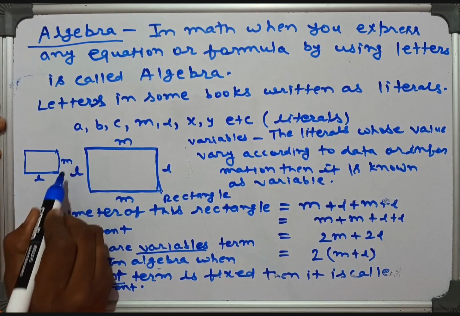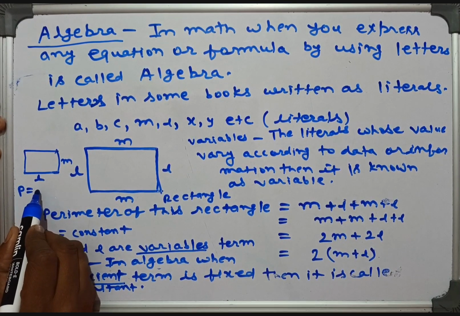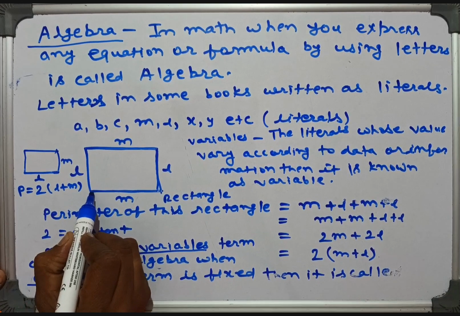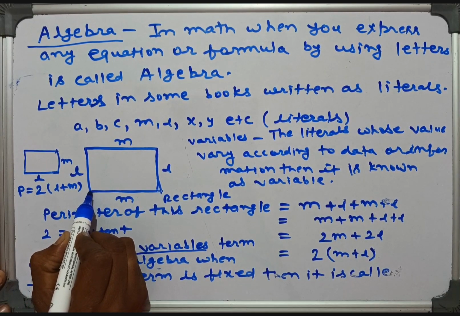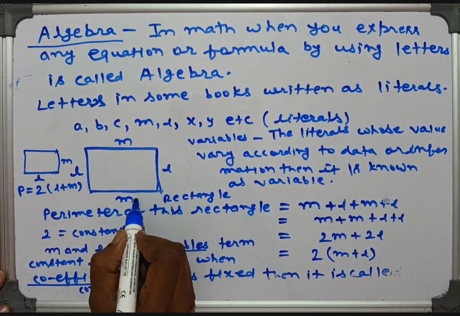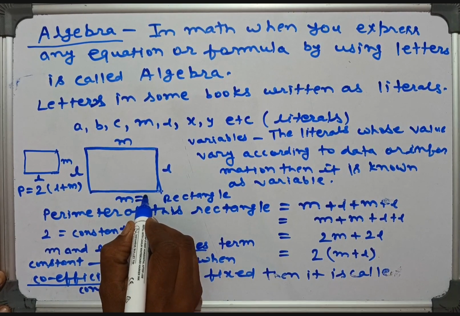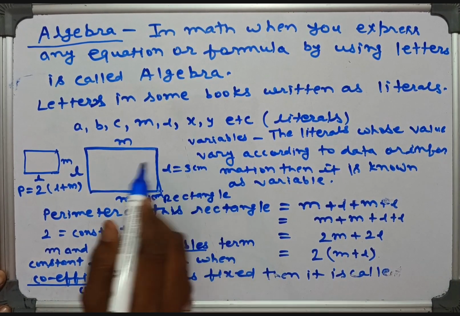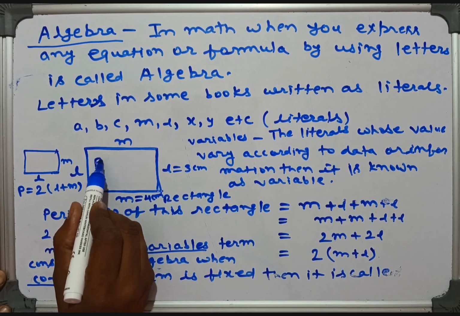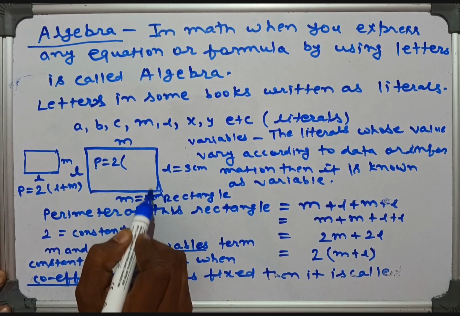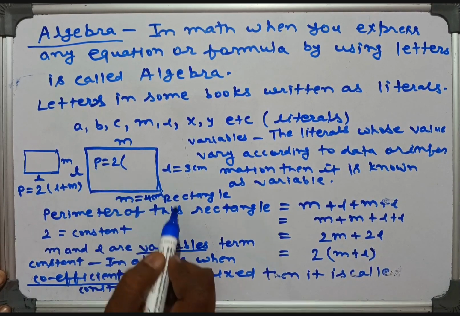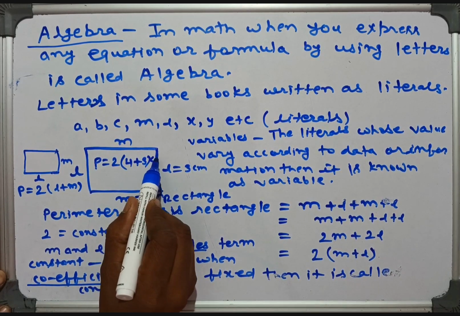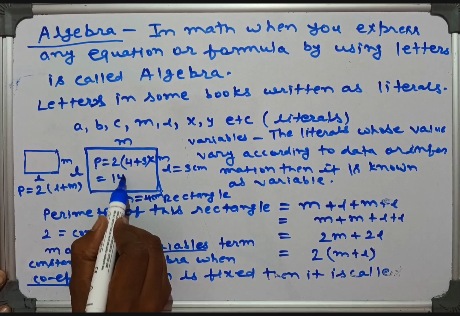Okay guys, see, if I make a smaller rectangle here, and the length of this rectangle is also L and M, then the perimeter is also 2 into L plus M. As this one is a bigger rectangle compared to this one, suppose this length is 4 centimeter and this length is 3 centimeter, then what will be the perimeter? P equals 2, then put the value of M here, which is 4, and L is 3, centimeter, then this becomes 14 centimeter.